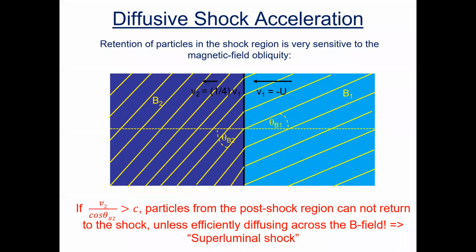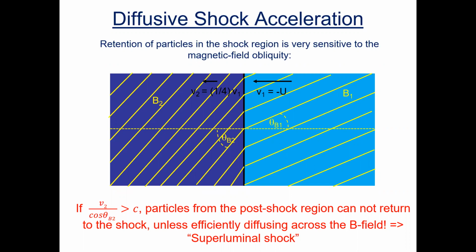One important aspect when considering these oblique shocks, as we should all know them, is that the magnetic field has a certain angle with respect to the shock front in the stationary ISM. Then if the shock moves through, you've probably all heard that it compresses the magnetic field in the plane of the shock. So this angle actually becomes larger between the magnetic field and the flow direction, or the shock normal.